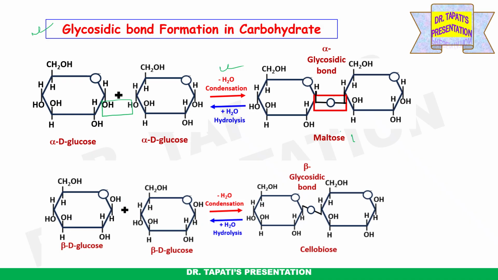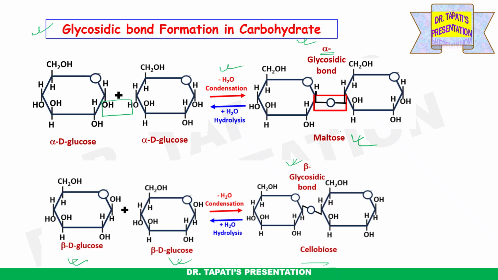I have given here maltose as a disaccharide, where two alpha D glucose are present, and between the two alpha D glucose an alpha glycosidic linkage is present. Whereas I have given another disaccharide, cellobiose, which is composed of two molecules of beta D glucose. Therefore, between these two glucose molecules, a beta glycosidic link is present. So maltose and cellobiose are disaccharides.